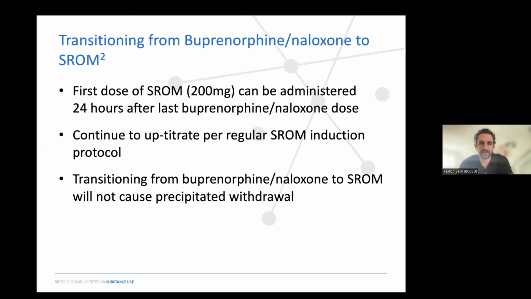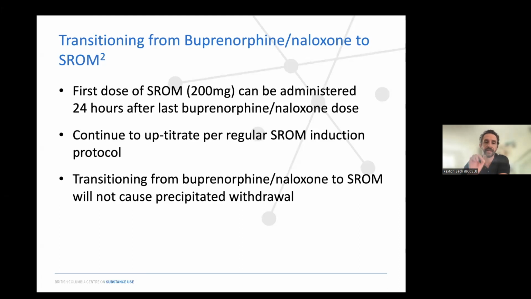Rather, we simply suggest stopping the buprenorphine naloxone and administering the first dose of slow-release oral morphine 24 hours after the last buprenorphine naloxone dose. There will still be some Suboxone in their system at that point, given that it's got about a 30-hour half-life, but it'll wash out fairly quickly. You can update as per regular slow-release oral morphine induction protocols.